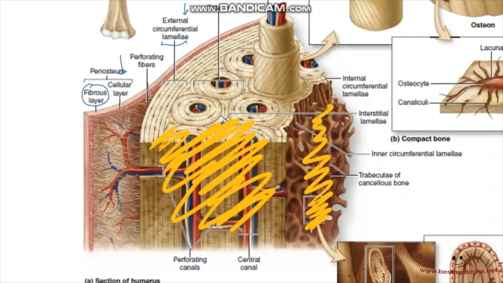Okay, and then what's lining the outside of the compact bone, that is the periosteum, and that is present right here. Yeah, so immediately you should be able to see these three important landmarks. First of all, we have the cancellous bone, then we have the compact bone, and then we have the periosteum.